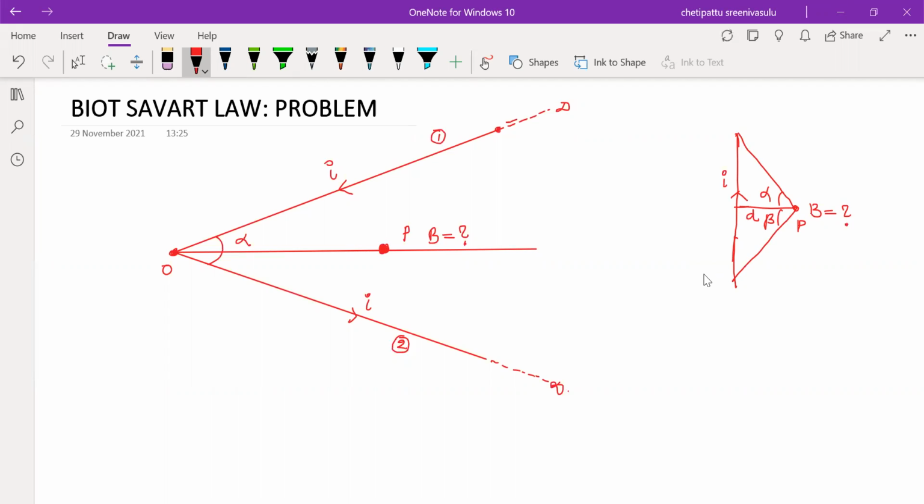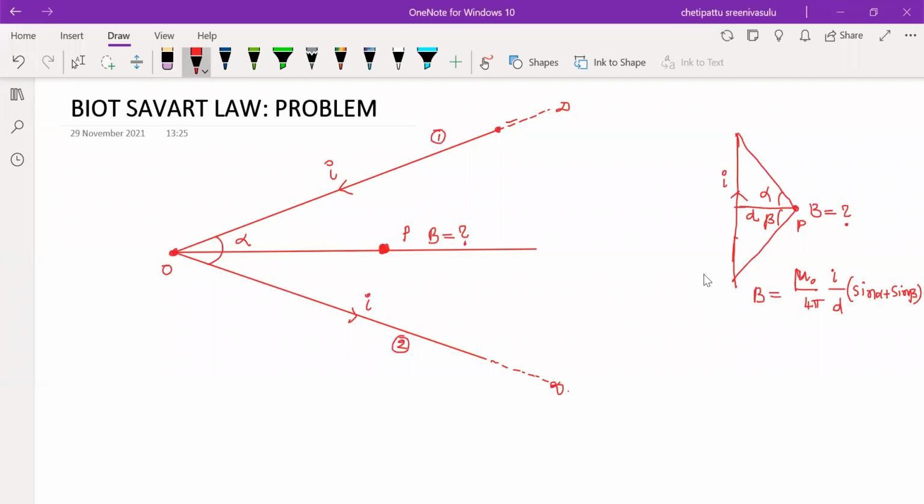So what is the formula? Magnetic field B equals mu naught upon 4 pi, I upon D, times sin alpha plus sin beta. This is the formula.